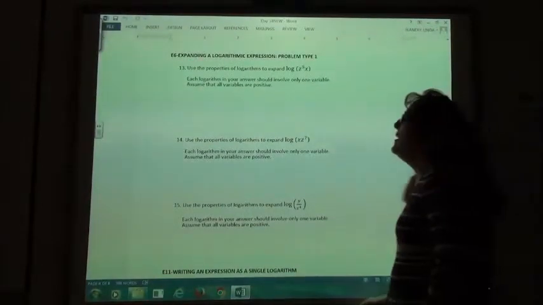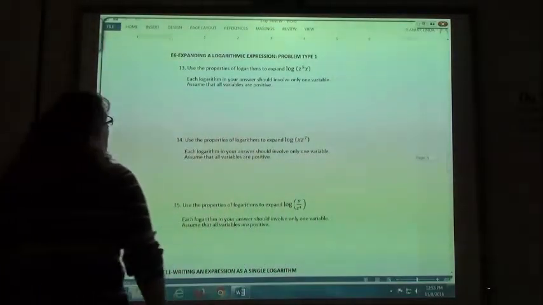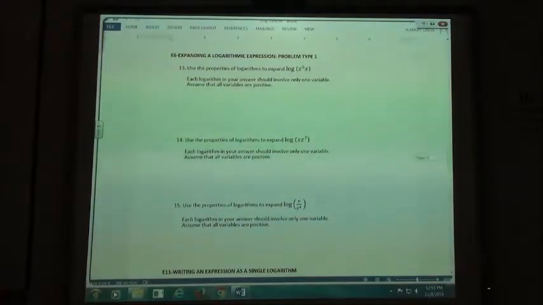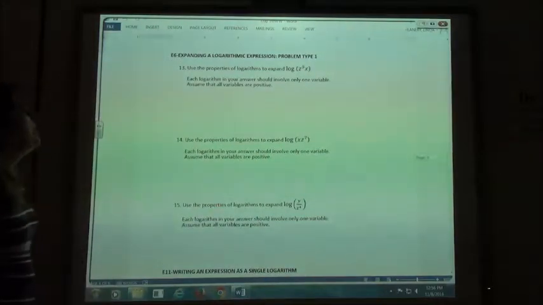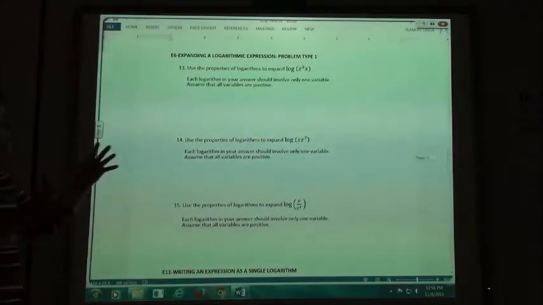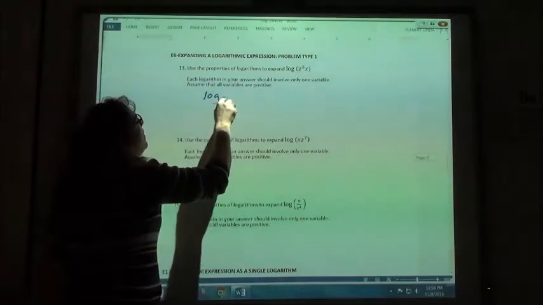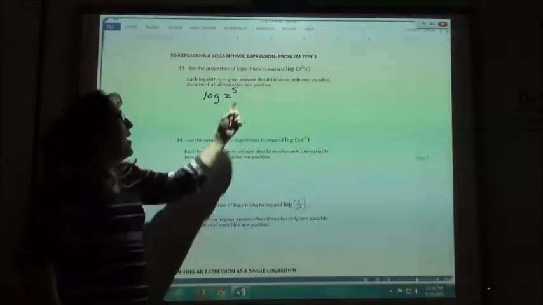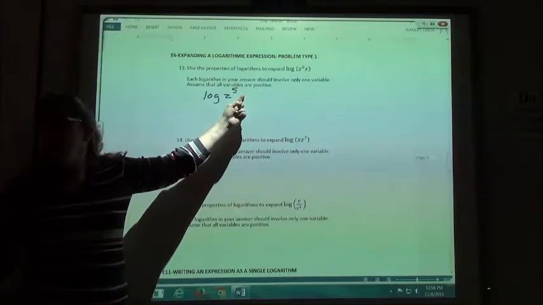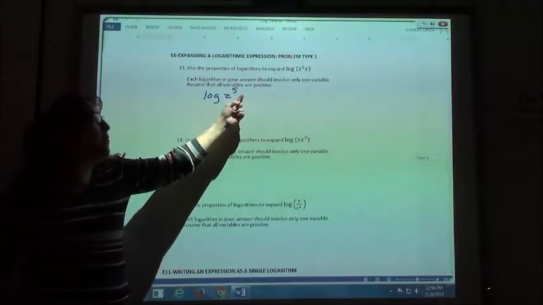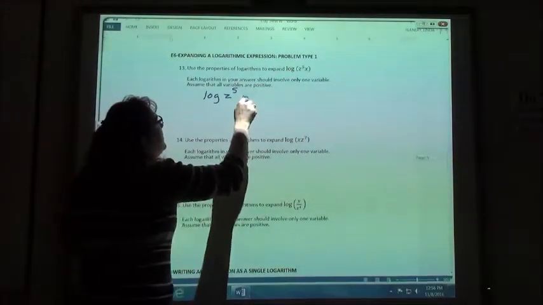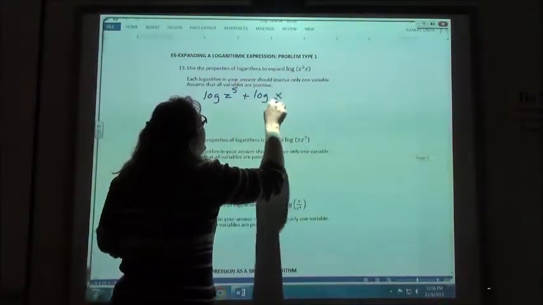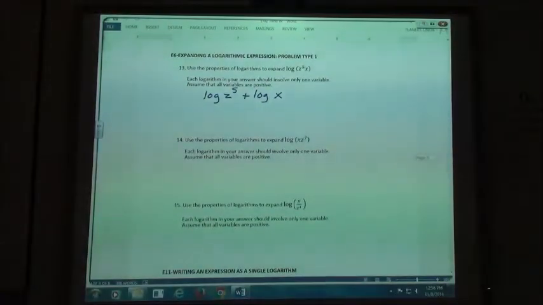So now we are going to expand our logarithmic expression using those properties that we just talked about. If I have the log of z to the 5th x, I can expand it into the log of z to the 5th, and what sign should I put here? Plus. Why am I going to use a plus? Because I'm multiplying. Plus the log of x. So when I'm multiplying, I'm going to expand it and change it into an addition problem.